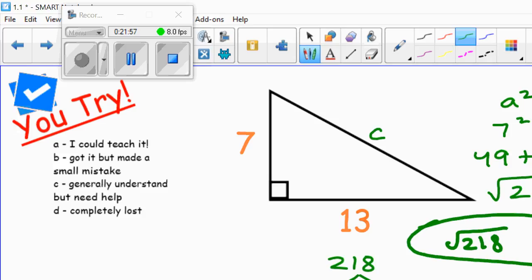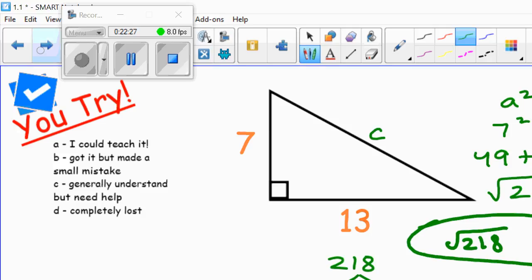Okay, scan them in. A, I could teach it. B, I got it but made a mistake. C, understand but need help. D is completely lost. Think about this, it's even color coordinated, so I can see right away what you guys chose. Awesome. Everybody got it, not even little mistakes. Sounds good to me.